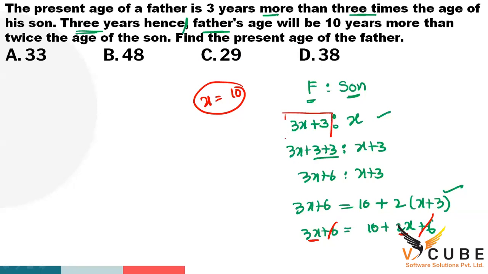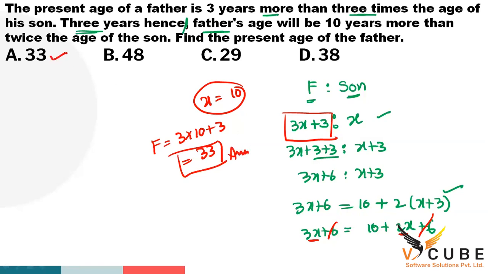Find out the present age of father. Present father is how many parts here? 3x plus 3. The father is equal to 3 into x value, how much? 10 plus 3. So 10 into 3, 30, 30 plus 3, 33. So father's present age is how much, guys? 33 years. That's why option A is the right answer.